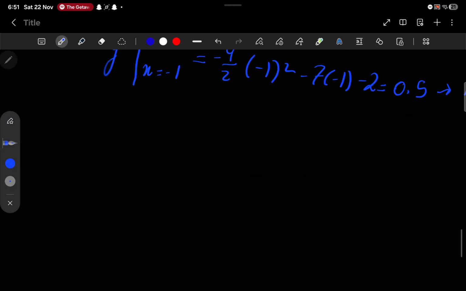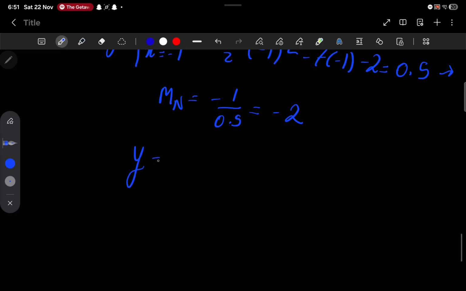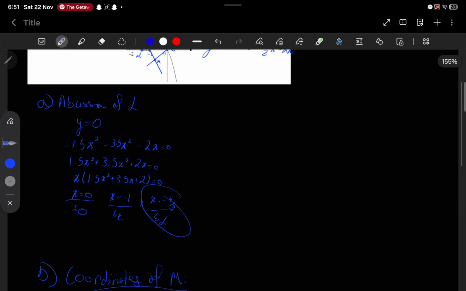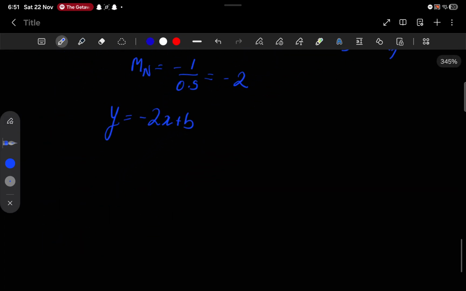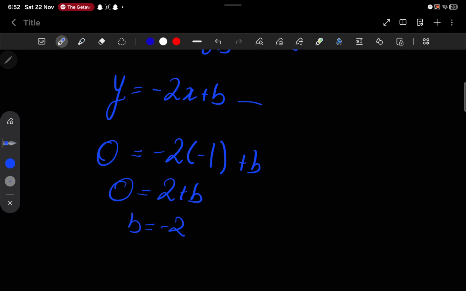So what are we going to do? The slope of the normal is negative 1 over 0.5, which is negative 2. So what's my equation? y equals negative 2x plus b. Since we have a y now, which is the point they gave us, 0 is equal to negative 2 into 1 minus 1 plus b. So I'll get 0 is equal to 2 plus b. b is equal to negative 2. That means my equation is y equals negative 2x minus 2. This is the equation of the normal at K.